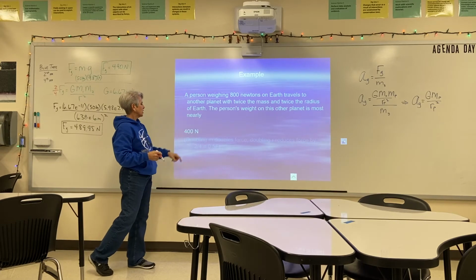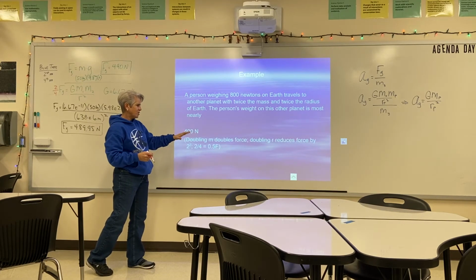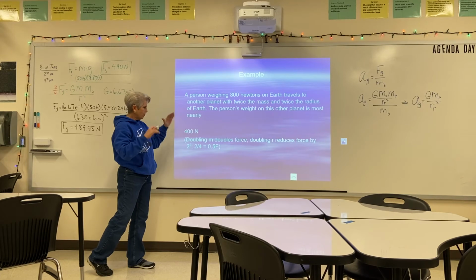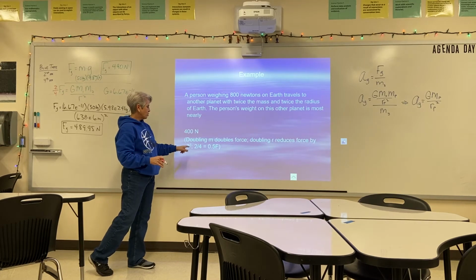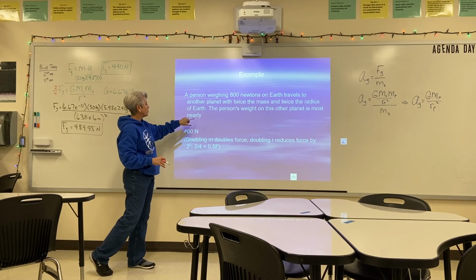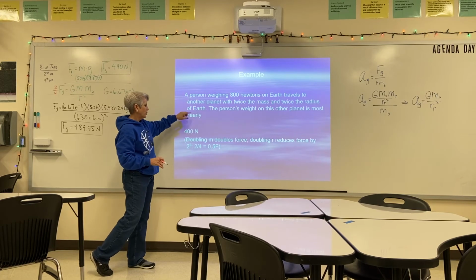Okay, let's take a look at another one. Doubling the mass doubles the force. Doubling R reduces the force by 4. So 2 over 4 of the force is 0.5 the force. So half of 800 is 400.